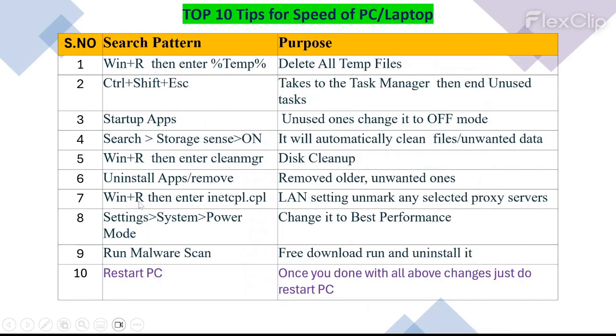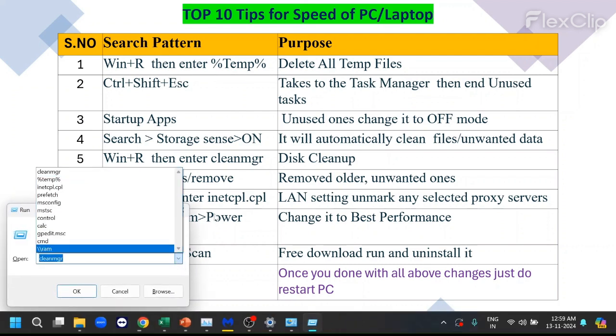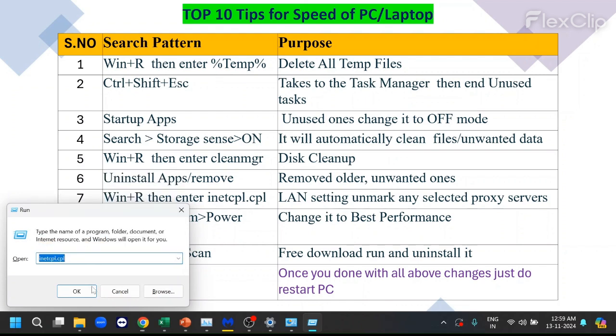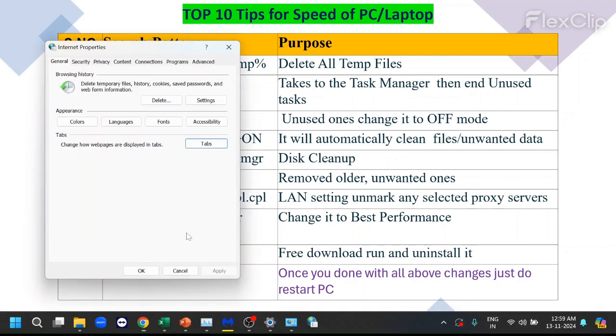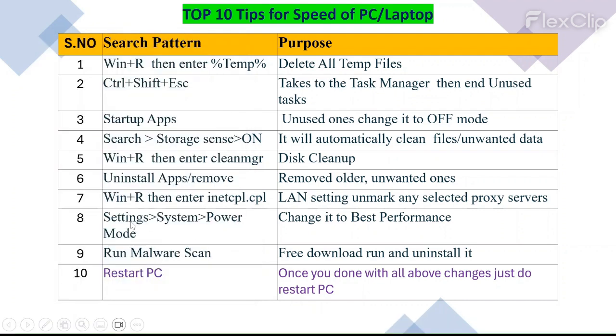And the seventh one is to press Windows R, then enter inetcpl.cpl. When you click on it, it will take you to the advanced settings. If you click restore advanced settings, and if there is any selected proxy server, you can remove it and click OK. Currently I don't have anything. Okay, this is the seventh one.